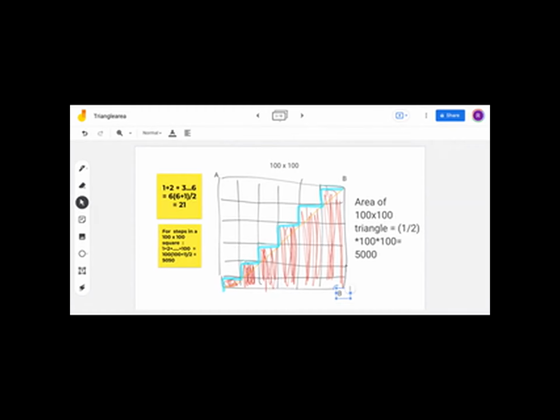Now tell me what is the rotational axis? Around which line segment are you rotating? Can someone tell me what is the rotational axis? BC, sir. BC is the rotational axis. Okay. Now tell me what is the rotational axis?